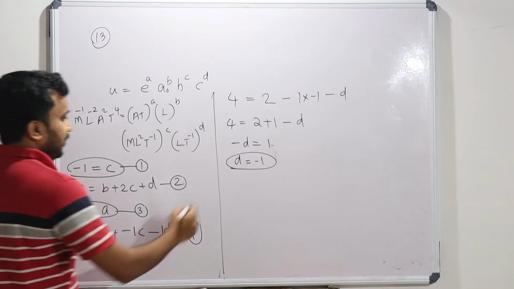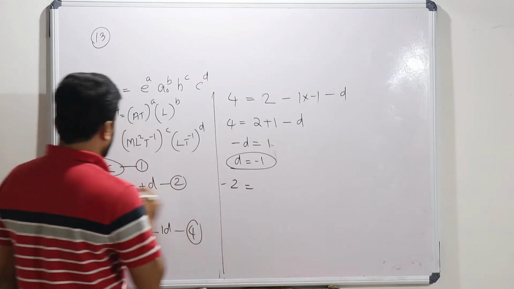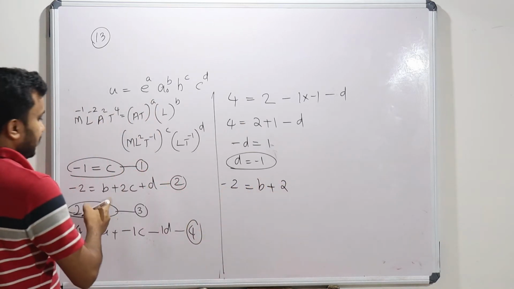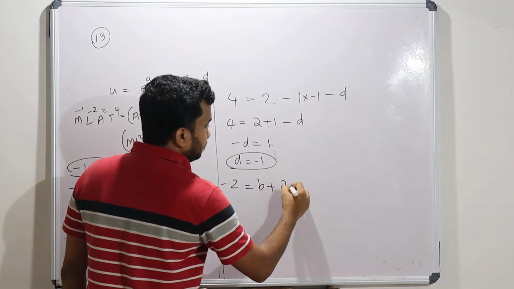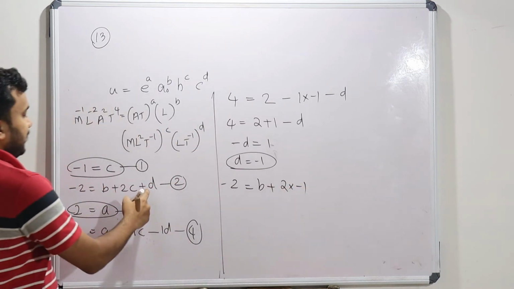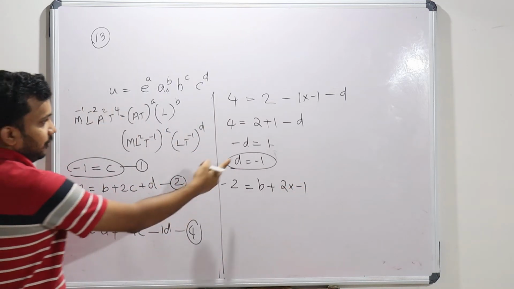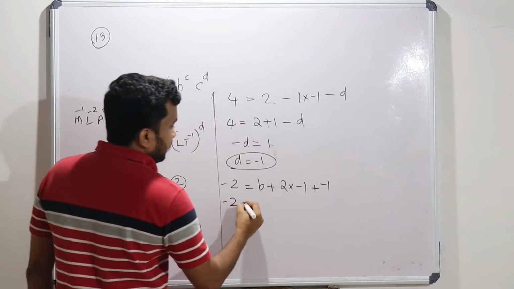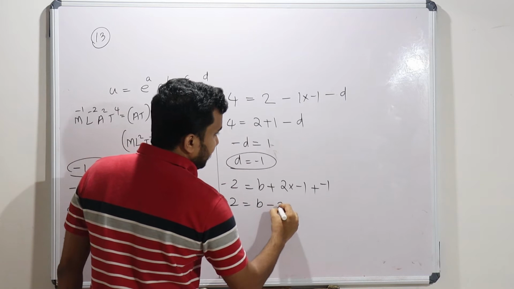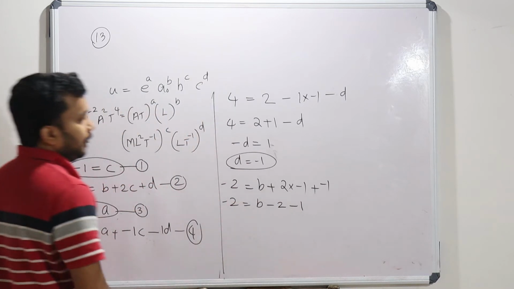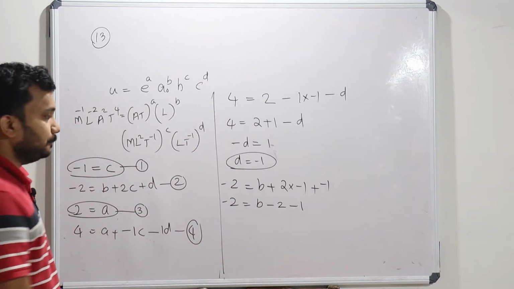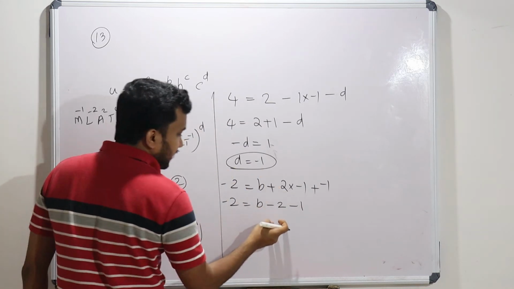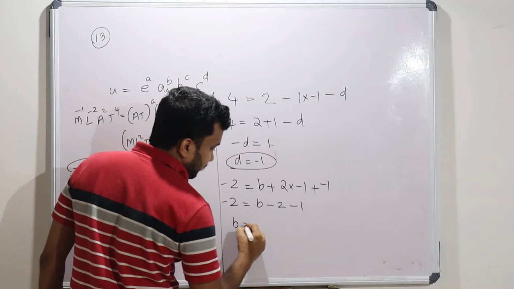We will substitute here. So -2 equal to B plus 2 into C. C is -1, so -1 plus D. What is the value of D? Already we got it. Plus D, D means -1. So -2 equal to B -2 -1. -2 -1 is -3, which will come to LHS and become plus 3. So 3 minus 2, so B will be equal to 1.